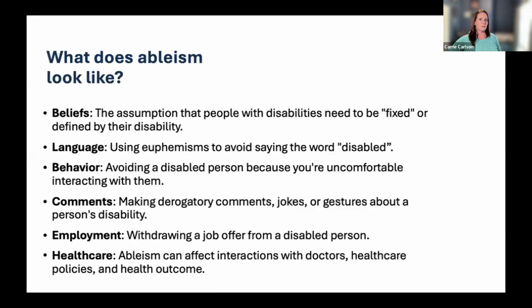But what does ableism look like, or what can ableism look like? Beliefs: an assumption that people with disabilities need to be fixed or defined by their disability. Language: using euphemisms to avoid saying the word disabled. Behavior: avoiding a person with a disability because you're uncomfortable interacting with them. Comments: making derogatory comments, jokes, or gestures about a person with a disability.